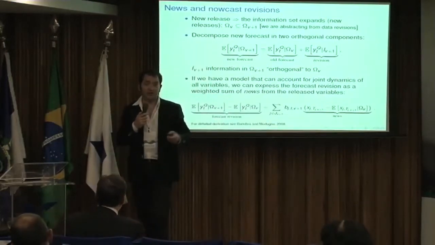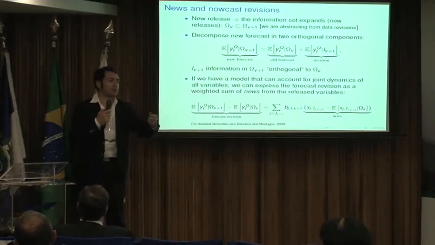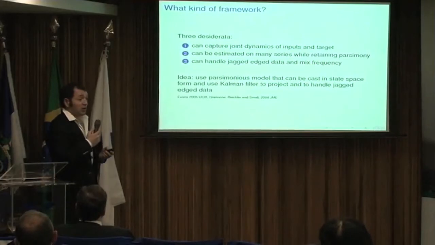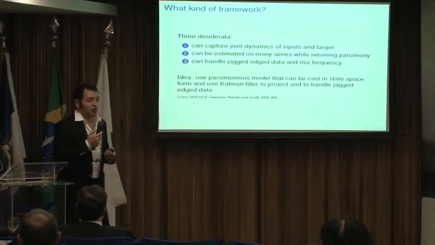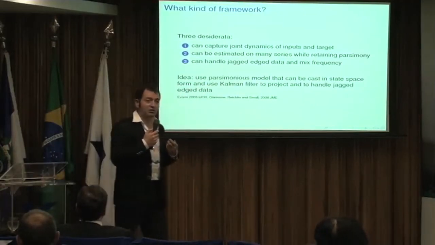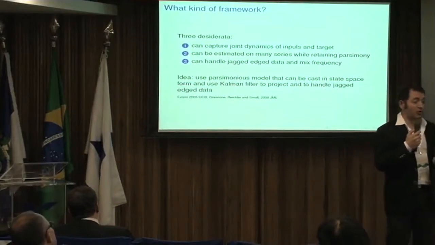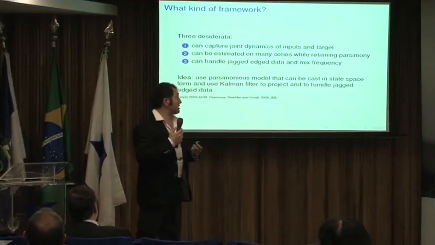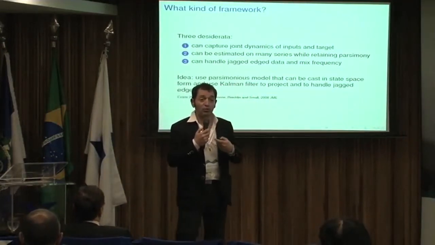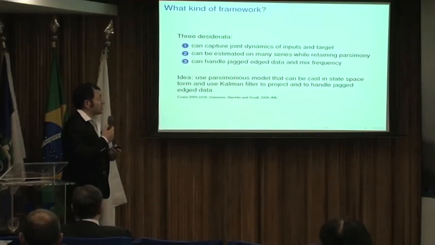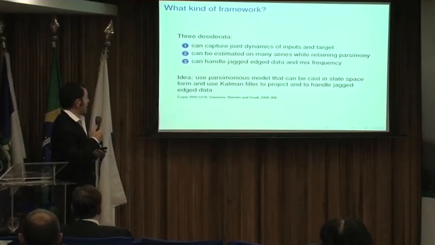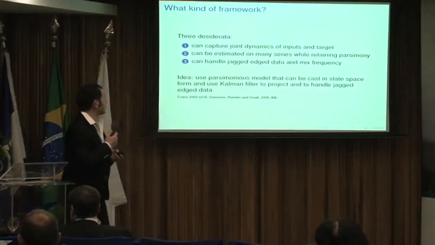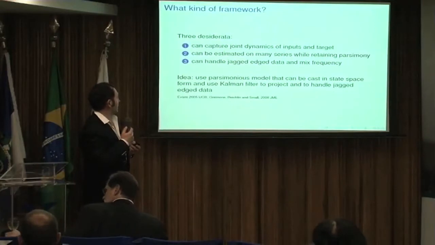Here there is a complication due to the fact that in these cases the vintage and time indices are different, but it's just a technicality. So now what we have to do is compute these projections, update them, and look at these weights. Which kind of model do you have to use? First of all, to have this neat interpretation in terms of news and weighted news for your updates, you need a model that is able to make forecasts for your input variables and also for the target. Second, it has to be estimated on many series while retaining parsimony. Again, markets look at many, many variables; they are obsessed with the many data releases. And third, this model needs to handle jagged edges, mixed frequency, missing data, and so on.